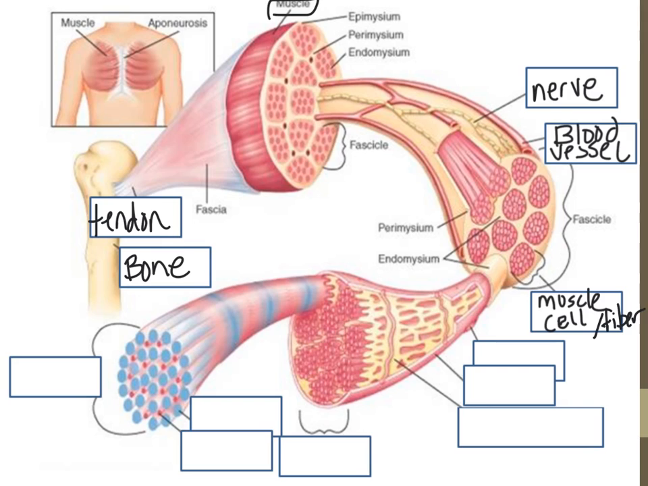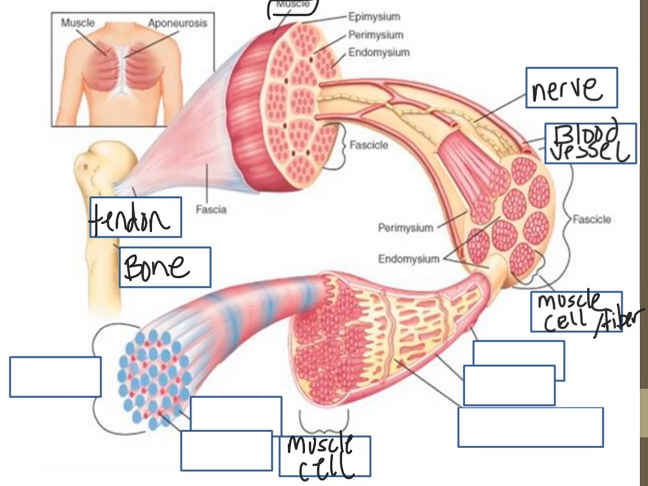I can also see a different view of a muscle cell. So here I'm looking at the end of one. If I pull one out, it looks like this. This is all one muscle cell. So I'm also going to label that down here as well. So it's just another view of one, just to show you that this whole thing is one cell.